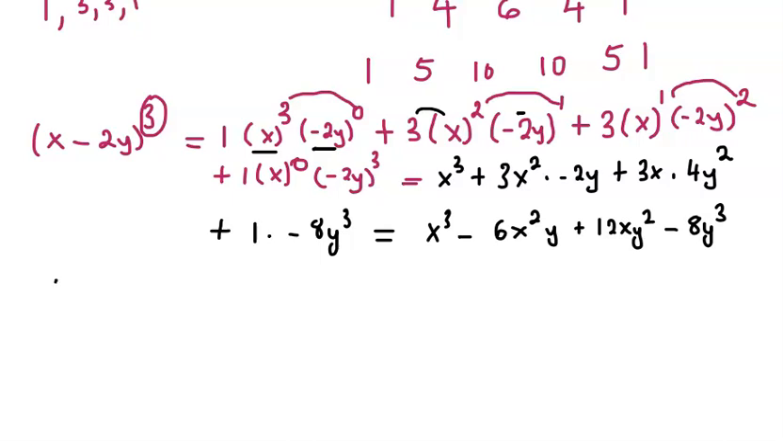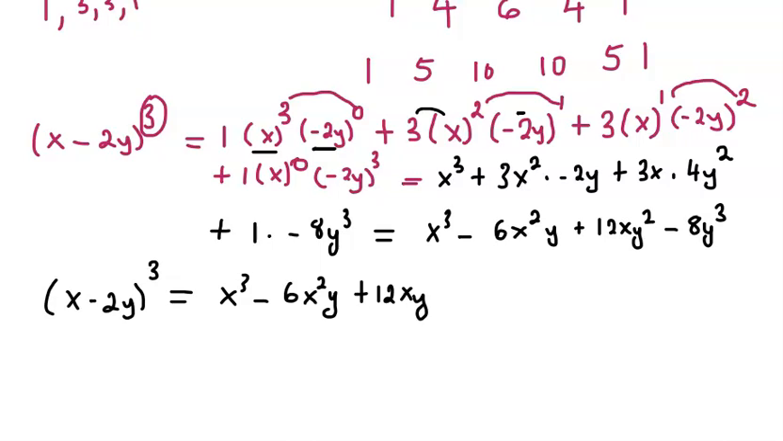Therefore we have the following expansion of this binomial to the third power: x cubed minus 6x squared y, plus 12xy squared, minus 8y cubed. And this is the correct answer, right? Okay, so let's go to the next example.